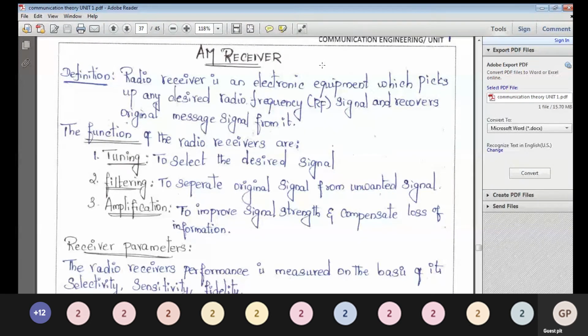At the receiver side, we are using a receiver to receive the signal. The second part is the receiver part. At the destination side, we are using this block. The name of the block is receiver. Here, a radio receiver is an electronic equipment which picks up any desired radio frequency signal and recovers the original message signal from it.